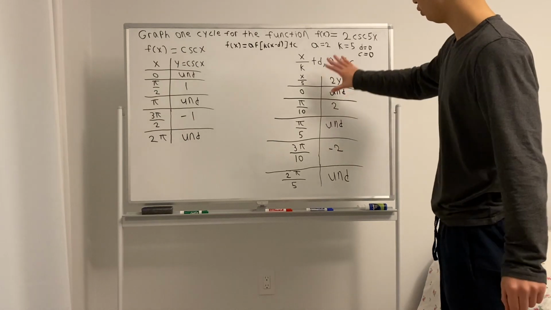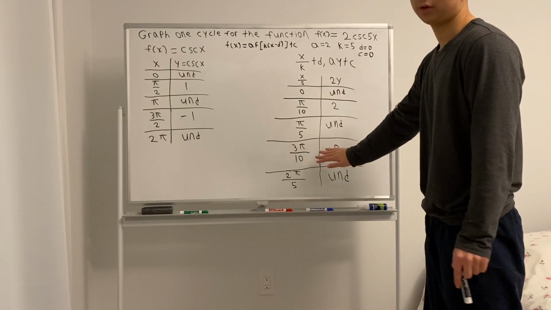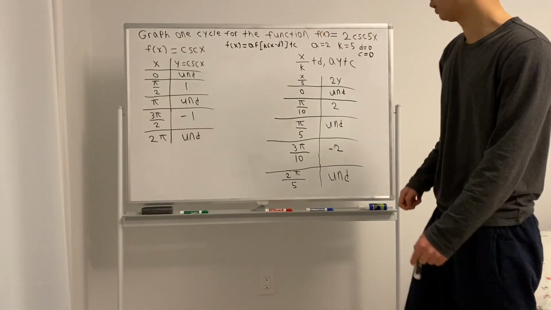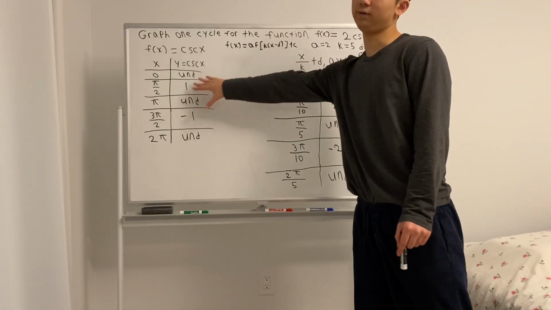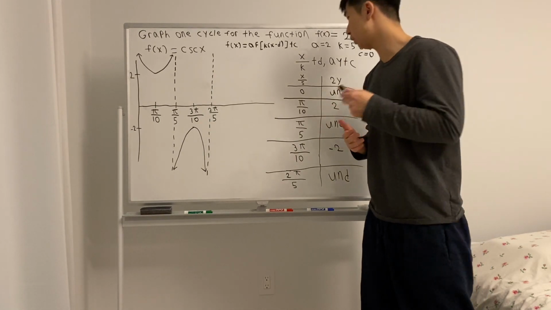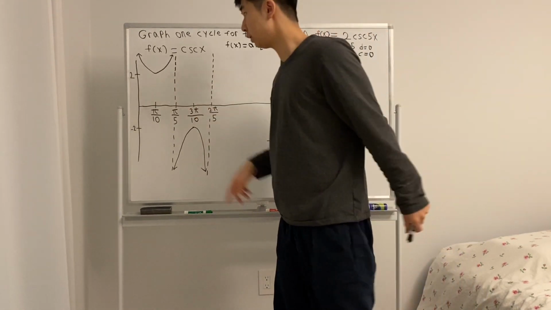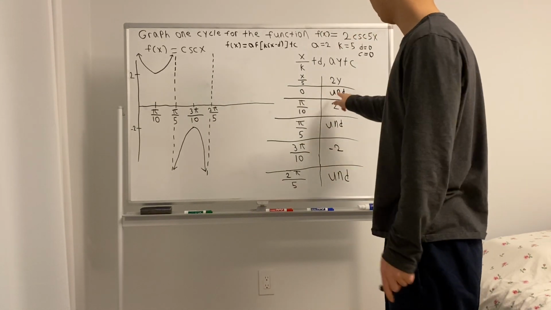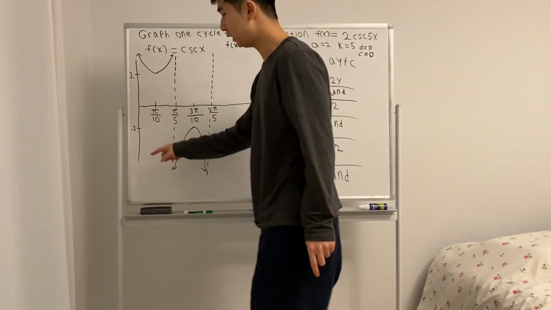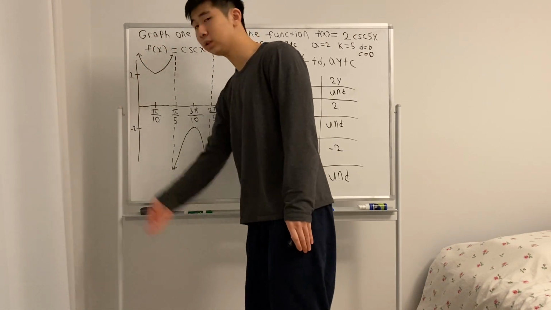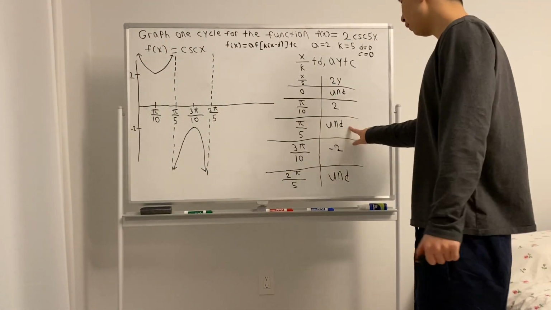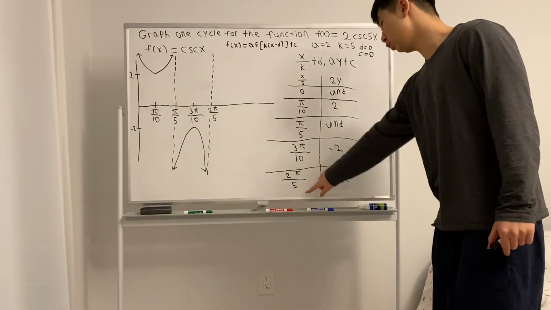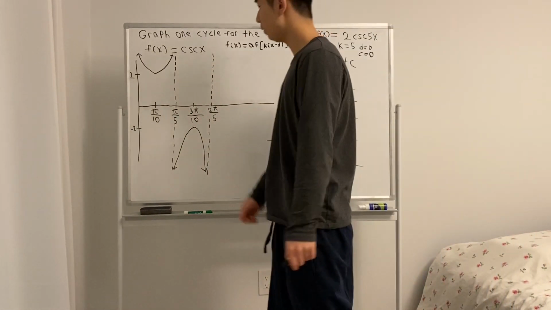So now that we have our new points, we can plot these points on a graph, and then we will have graphed one cycle for the function. So I'm going to erase this and plot the graph here. Okay, so basically I made a graph. This is 2 and this is -2. At 0 it's undefined, so there's a vertical asymptote, but I didn't draw one because of the y-axis. At pi over 5, it's undefined, so we have a vertical asymptote here. And same thing for 2 pi over 5, undefined, so vertical asymptote, okay?